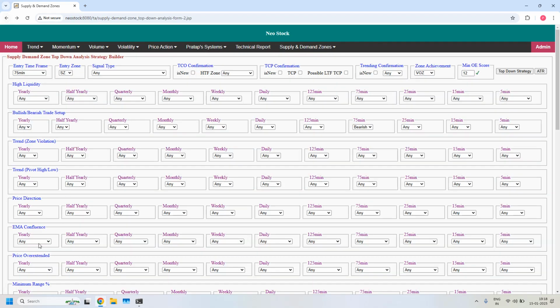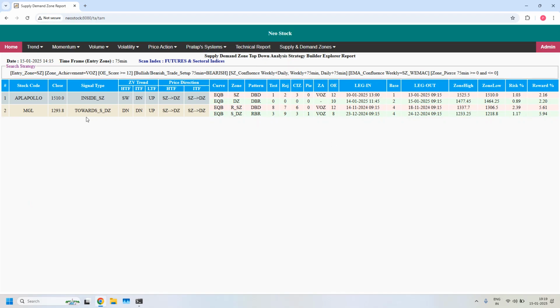So let's verify. In the EMA confluence, weekly time frame, weekly supply zone having weekly EMA confluence. Both are filtered, but ignore the first one because the trend is sideways. In a sideways trend, EMA confluence does not add any extra advantage. But in a downtrend, weekly EMA confluence gives a huge advantage. So the second one is an even more high probability setup. That's why it is already tested 8 times.